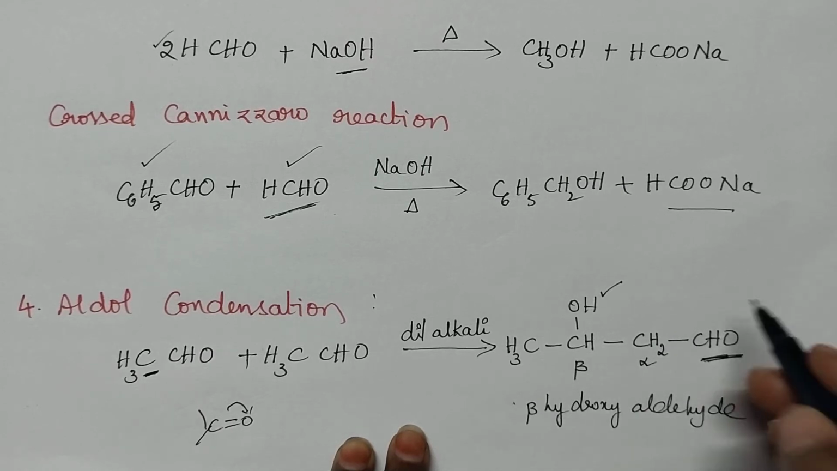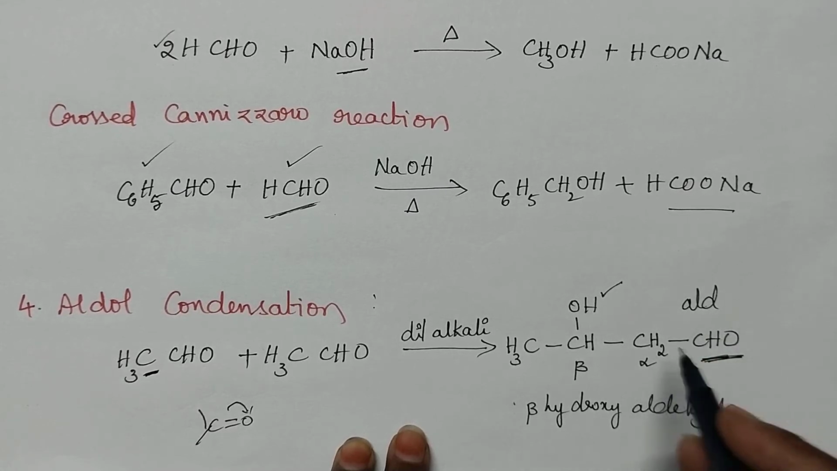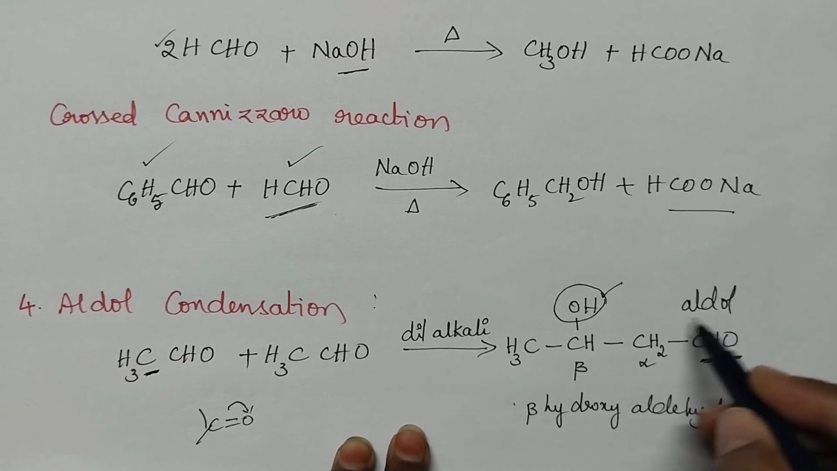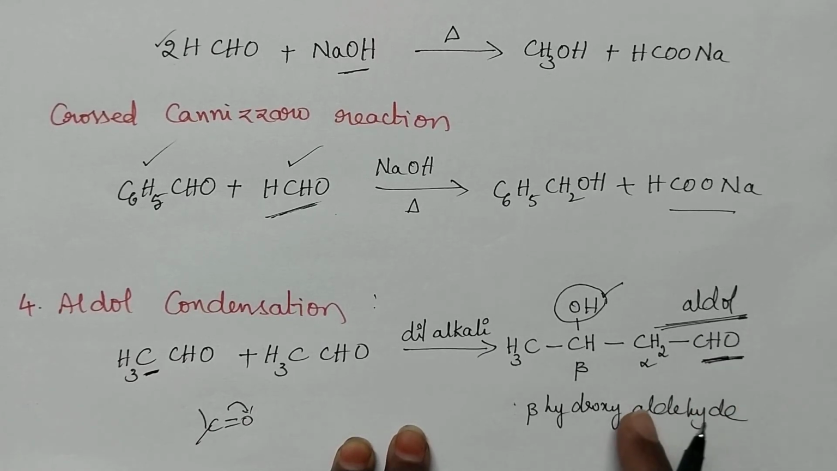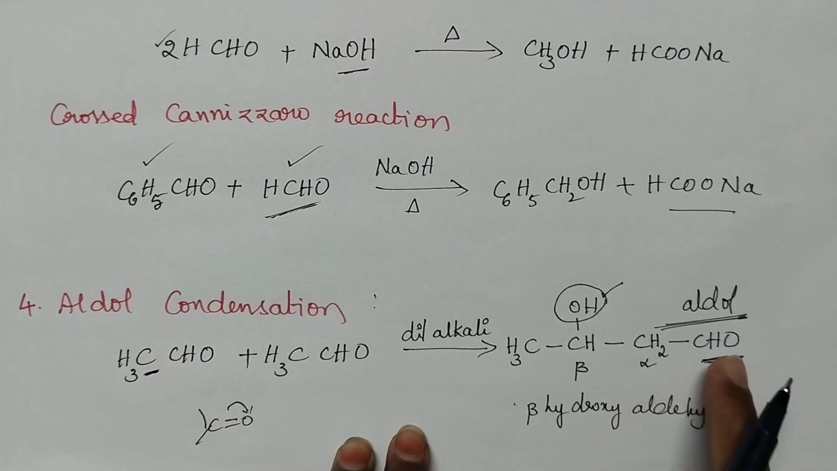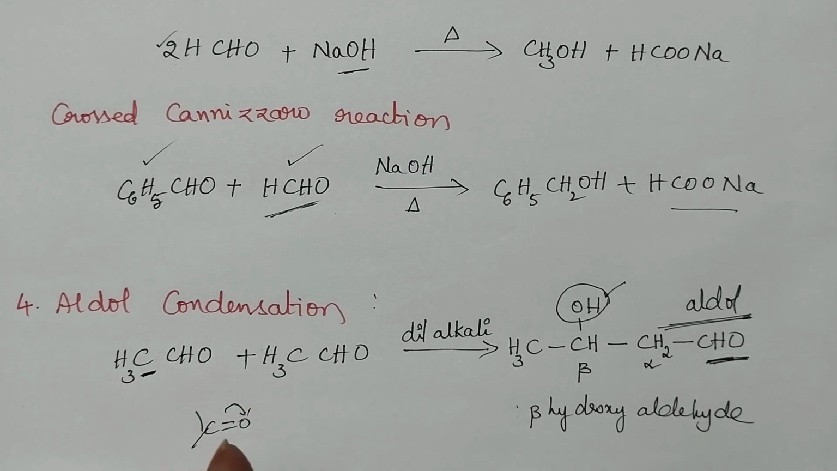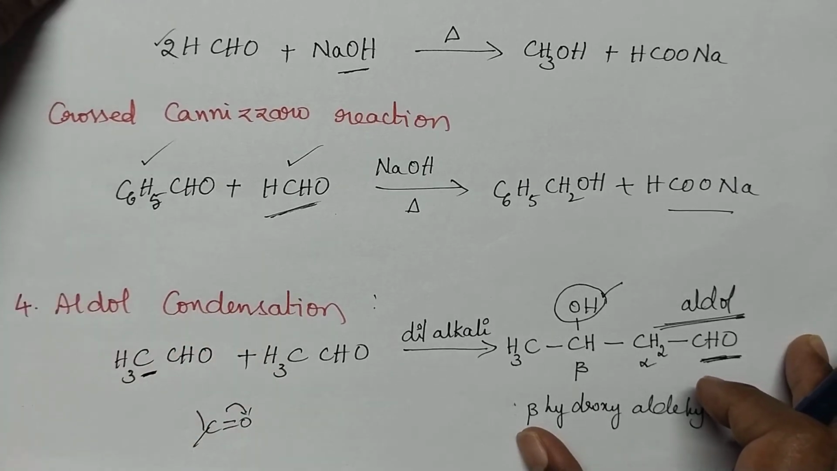So what is the functional group? Aldehyde is the functional group. And what is the substituent? Alcohol. So it can be simply called aldol. So this product is also called aldol. So in aldol condensation, what happens, students? The aldehydes which contain alpha hydrogen undergo self-condensation in the presence of dilute alkali and it results in the formation of beta hydroxy aldehyde. Is it clear about the aldol condensation, students?